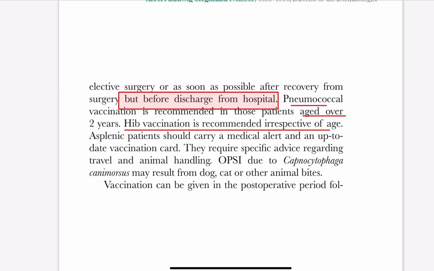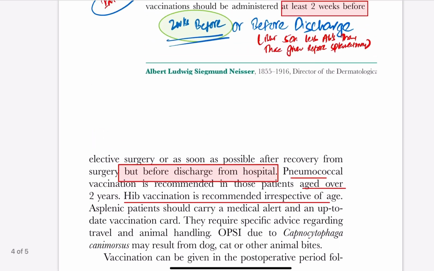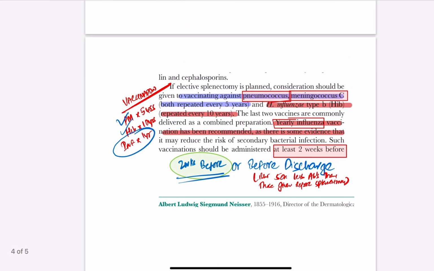So the take-home point is that ideally in an elective splenectomy, vaccination is to be given 10 to 12 weeks before, or at least 2 weeks before the surgery. If it's an emergency splenectomy, give it as soon as possible when the patient becomes stable after surgery, or at least within a period of 2 weeks from the point of surgery. So these are the points given in Bailey and Love.